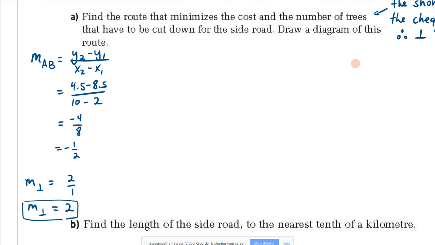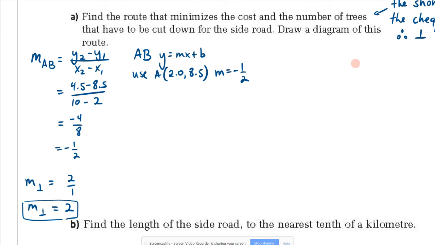Next, I need the equation of the line. So I need the equation of the line AB. So let's find AB. And the reason I need the equations of both lines is so I can find their point of intersection, right? So the equation for AB is y equals mx plus b. It's a line, so I need the mx plus b. I'm going to use point A, and point A is 2.0 and 8.5, and I know the slope is negative 1 over 2.